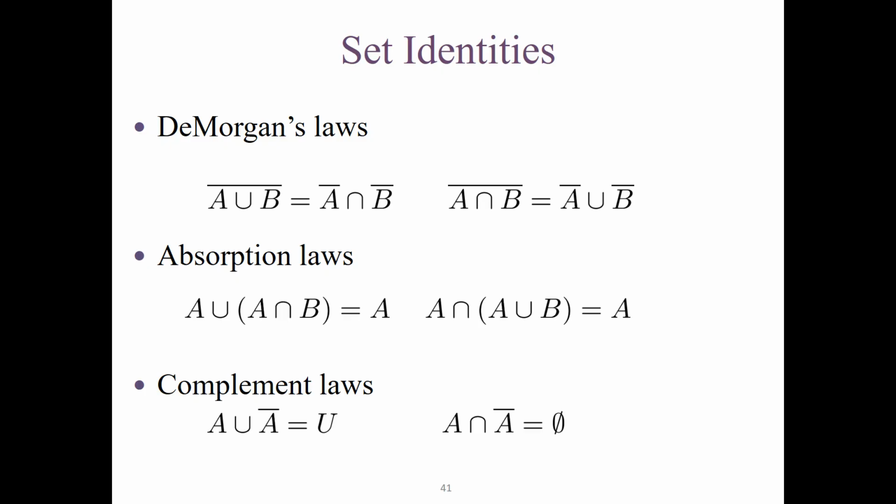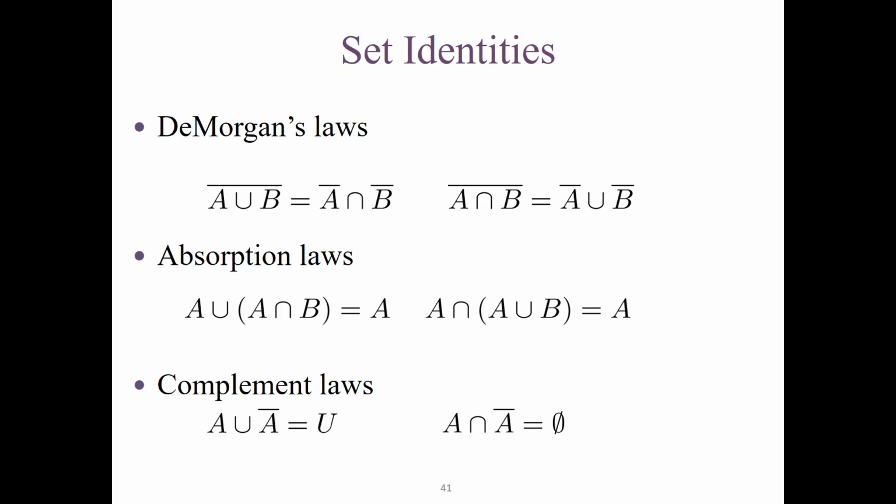We can also apply De Morgan's laws. Once we have the complement of A union B, you can consider the complement as the negation of propositional logic. So by De Morgan's laws, the complement of A union B will be the complement of A intersect the complement of B. If we consider negation equals the operation of complement, then the results will be very similar.